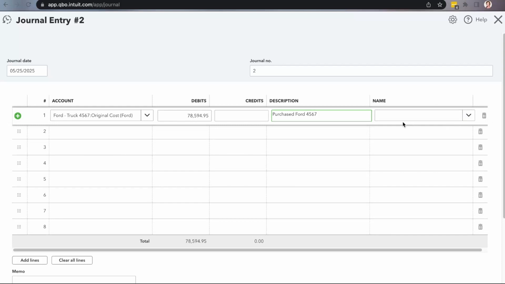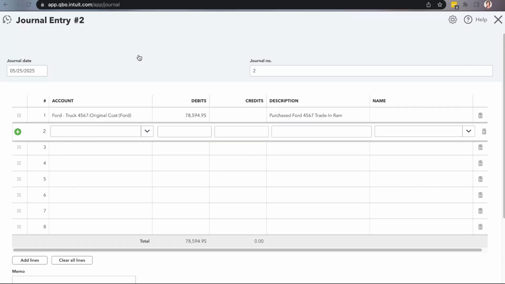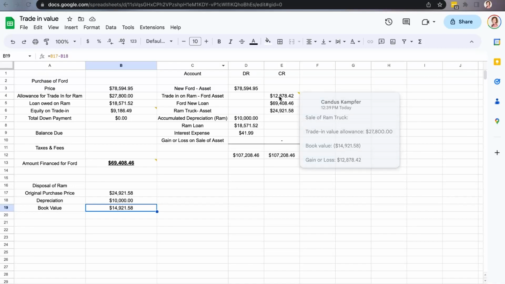You can add in, you could say trade in Ram. Okay, you can always change these things later, but you could put in where you purchased it here if you'd like. Then I'm gonna go to the next line and I'll look at my journal entry. I'll do the next one.